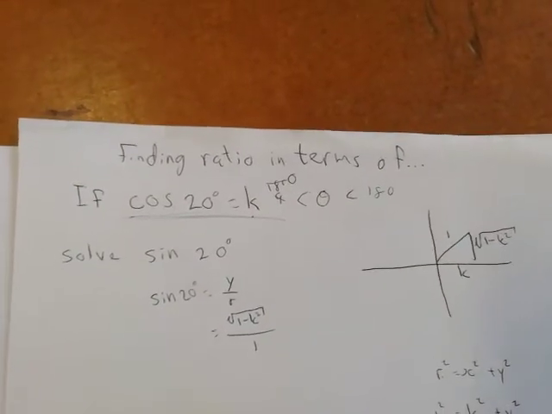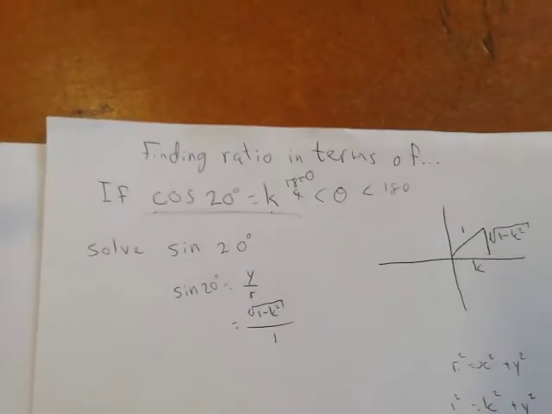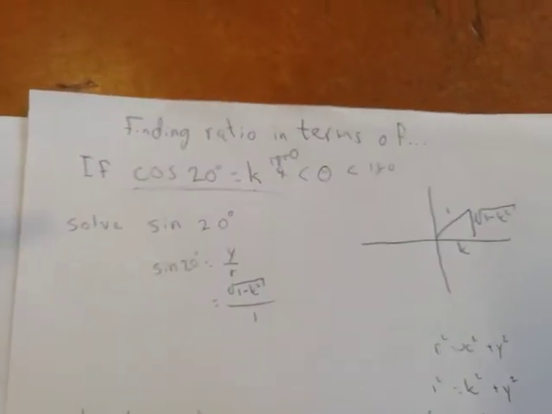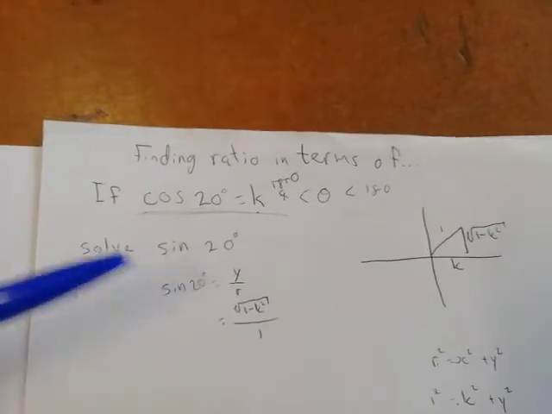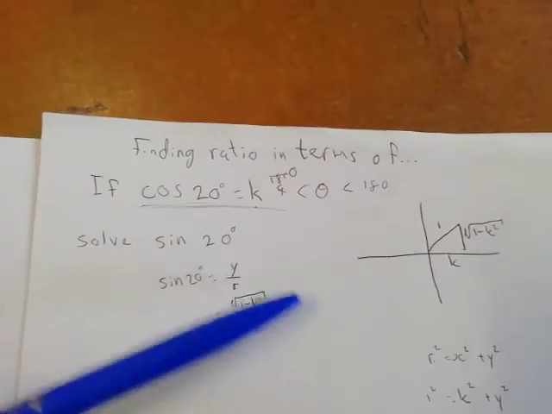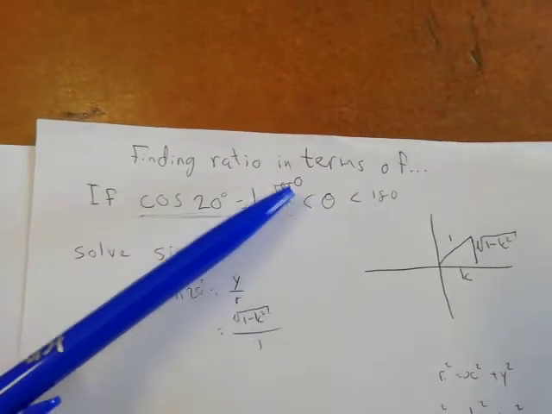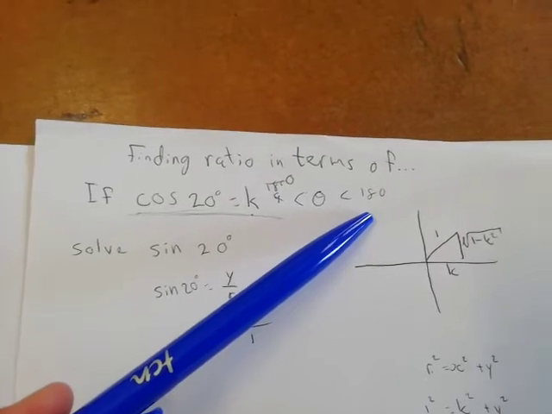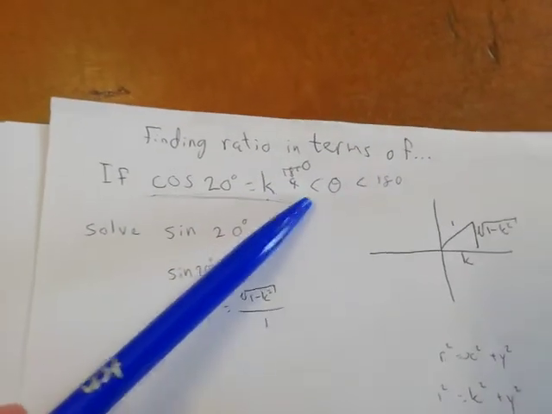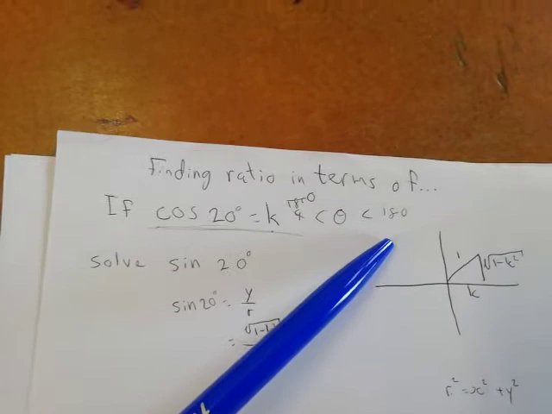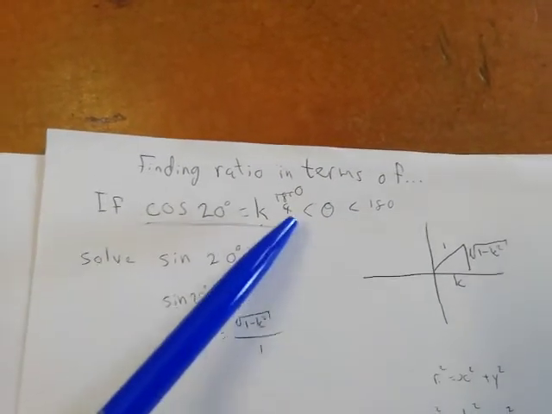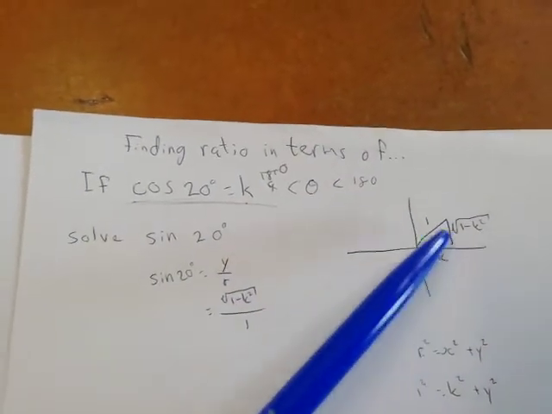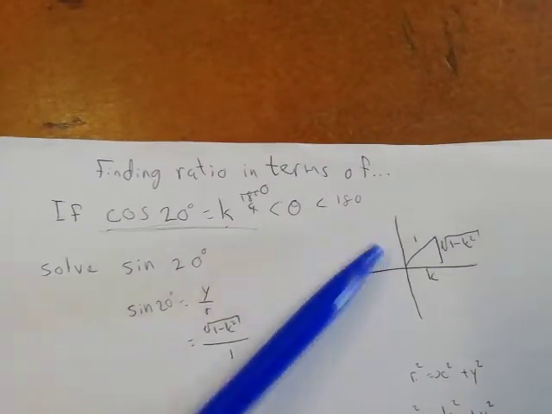With trigonometry, they can ask you to find a ratio in terms of a variable. So if, for example, they give you cos of 20 degrees equals k, with your angle bigger than 0 and smaller than 180 degrees, this means that you have to check in which quadrants you have to work. You are allowed, with this restriction, to work in your first or second quadrant.